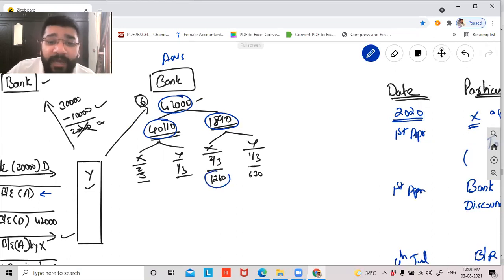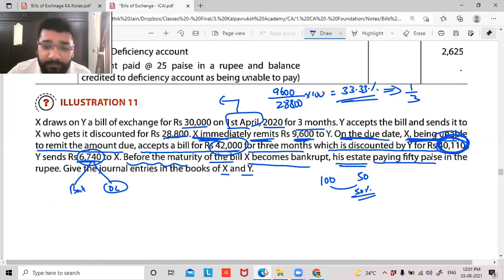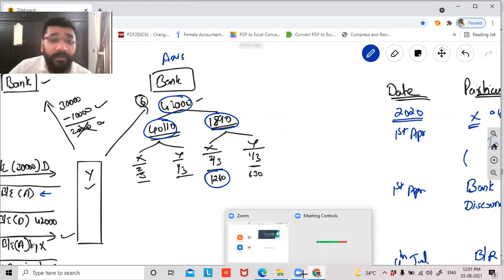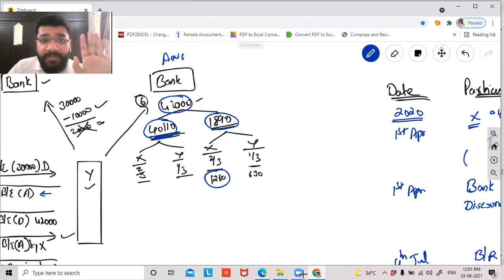X's proportionate share of discounting charges will be 1260, and the amount that is given to him is only 6740. Guys, now we're able to understand. 40110 is the amount that has been encashed by Y from the bank.